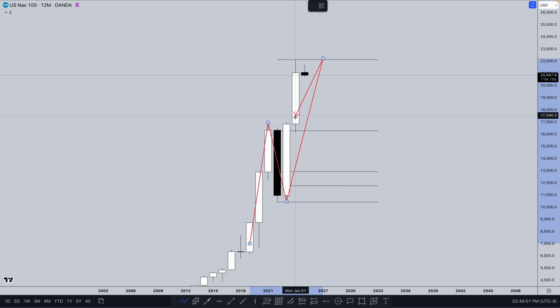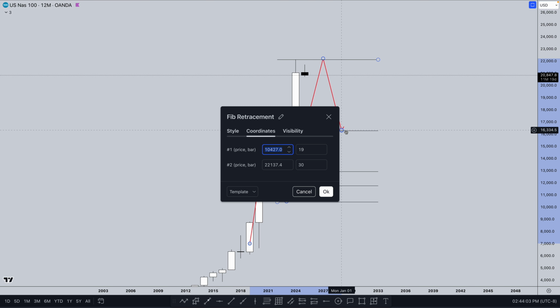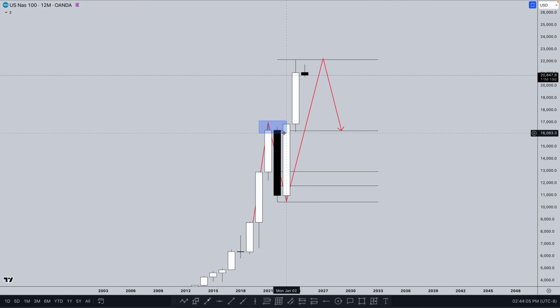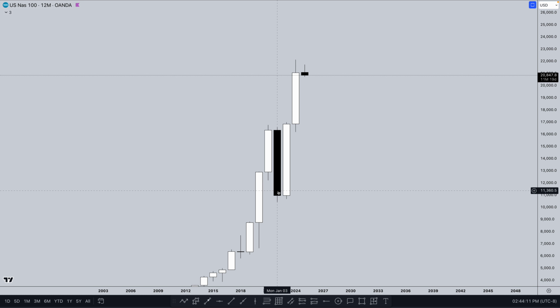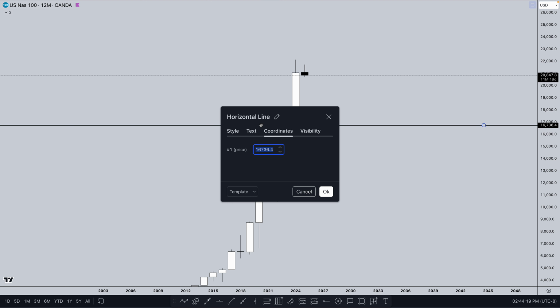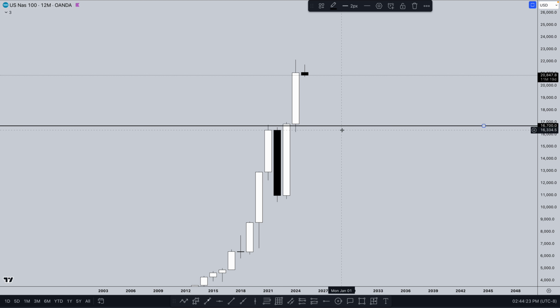We have this huge imbalance here. This would also give us a retest of these highs. So that's also on the table. I wouldn't completely cross it out. So that is a level that I'm going to mark up. That's like what, 16.7? 16,700. That's a fair area.